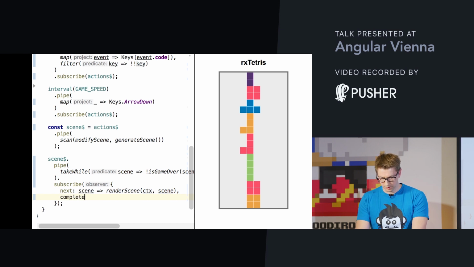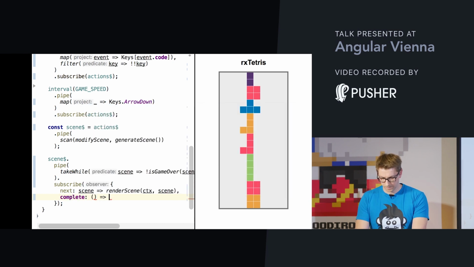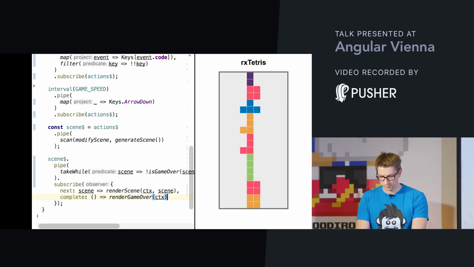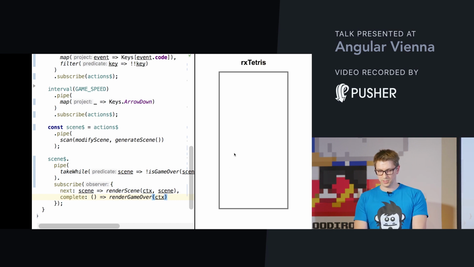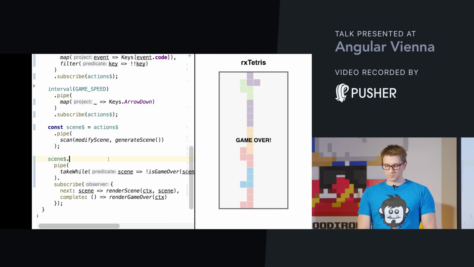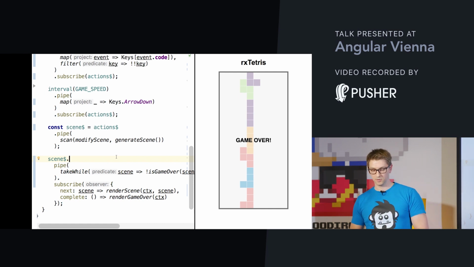So on complete, we're going to say renderGameOver, and we're passing just the context. Let's see if this changes something. So again, quickly down. Oh, there it is. Now, I don't know if you can see it, but there are some jumpy animations happening there whenever I move things. So it's not as fluent as we would like it to be. So let's see what we can do.